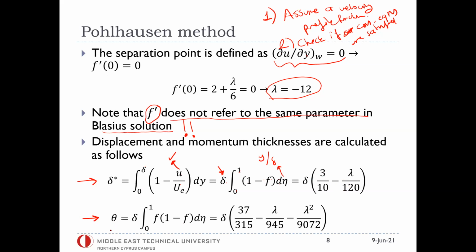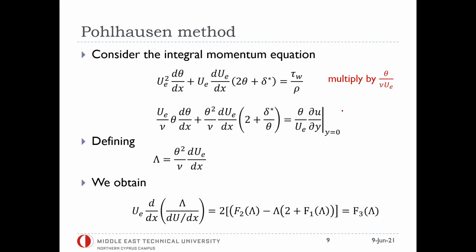Similarly, I do it for theta. This time I have f times 1 minus f, and it gives me this function. As you can see, compared to the linear velocity profile approximation, which is very crude, obviously, I get a little bit more sophisticated representation for delta star and theta. They are at least functions of lambda, which is a function of the pressure gradient.